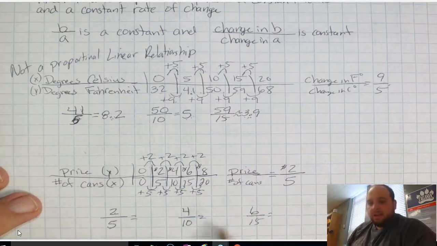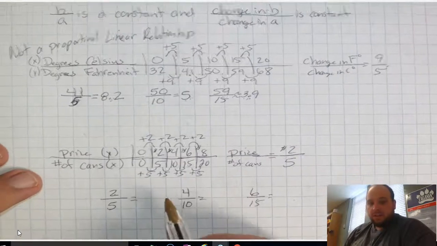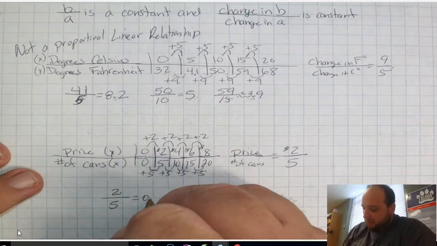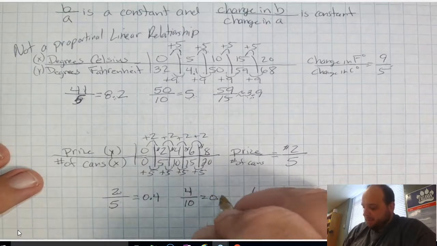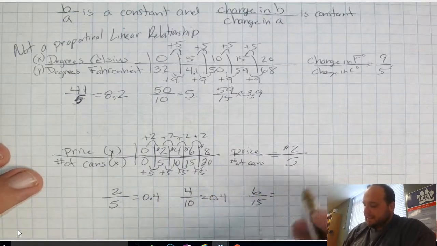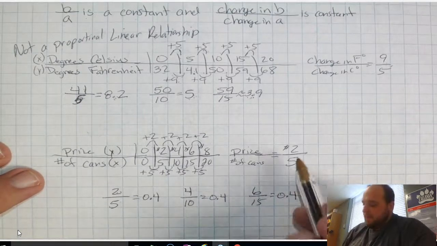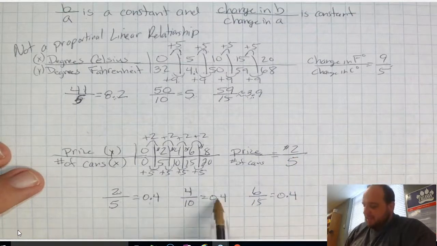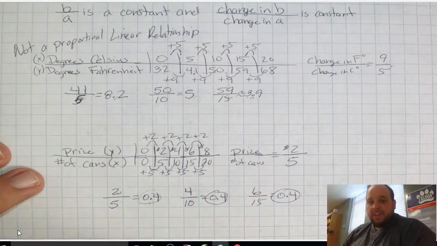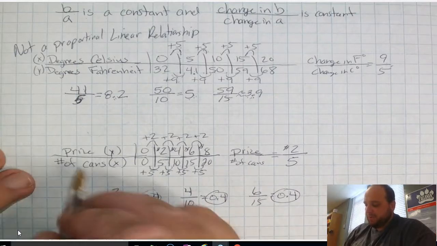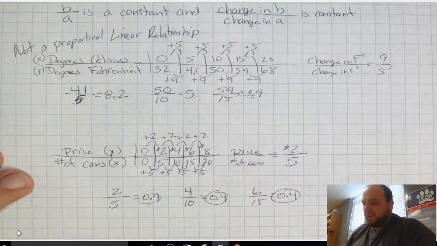All right. If this is a proportional linear relationship, they will all get the same thing. And so when I take 2 divided by 5, I get 0.4. When I take 4 divided by 10, I get 0.4. When I take 6 divided by 15, I get 0.4. As a result, because we have a constant rate of change and each of the ratios are constant, this is a proportional relationship. So the number of cans and the price that I pay is a proportional relationship in this problem.